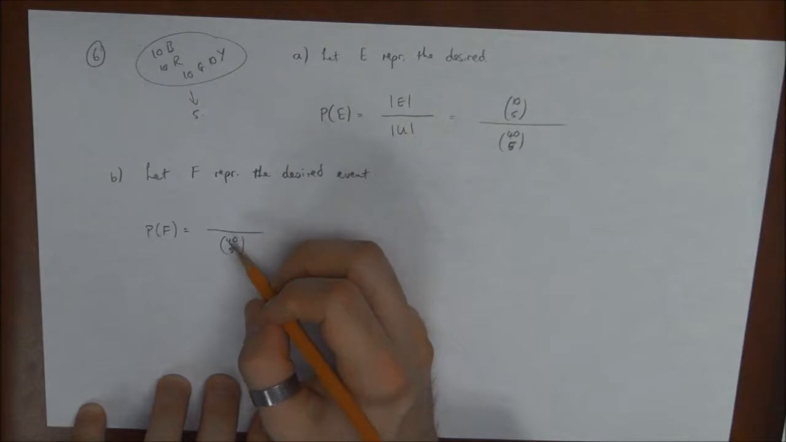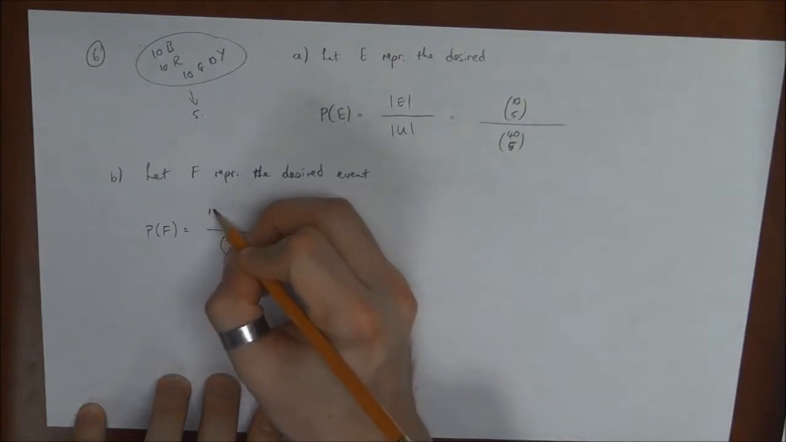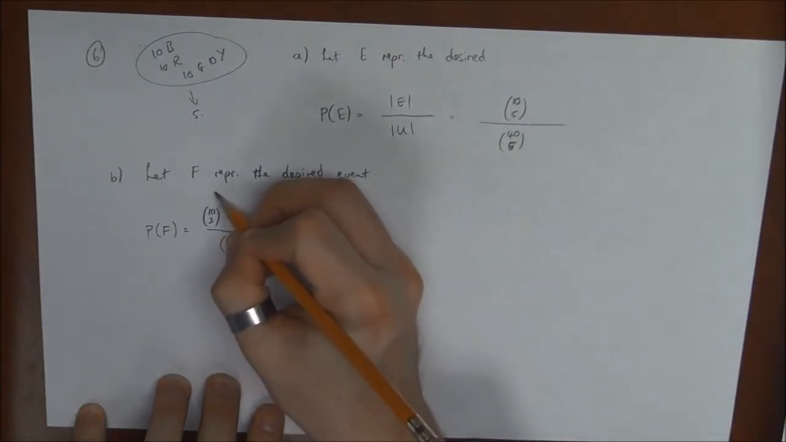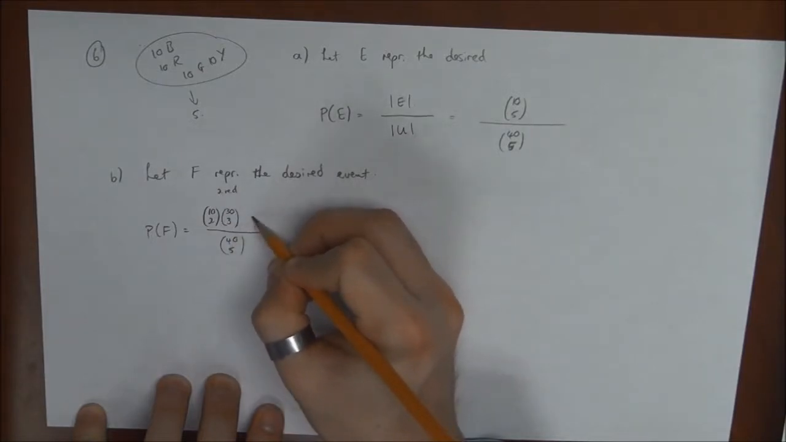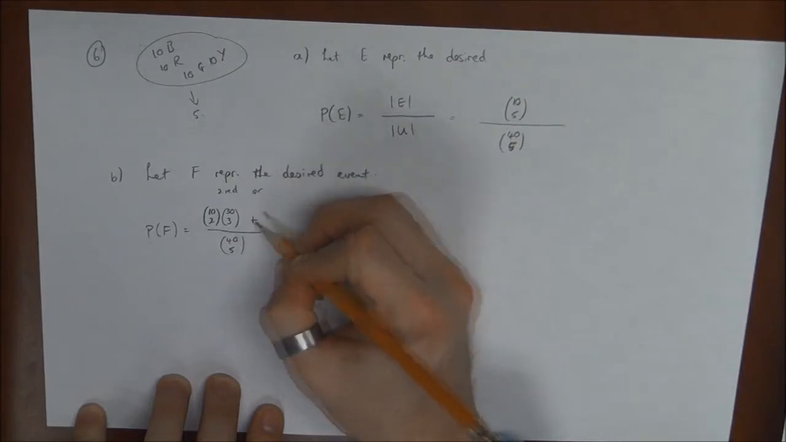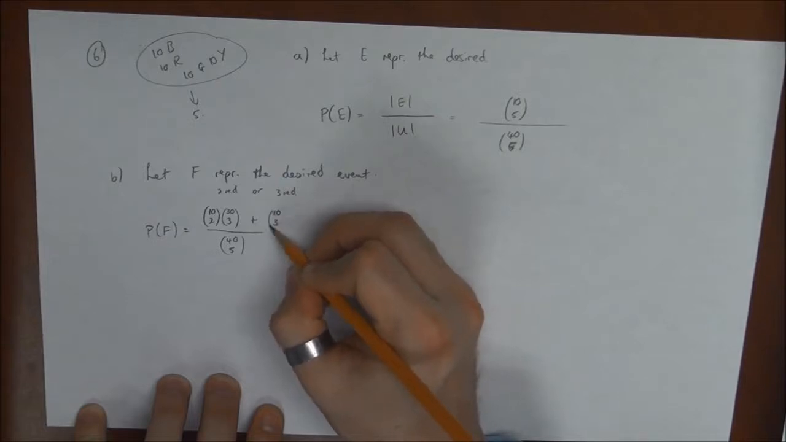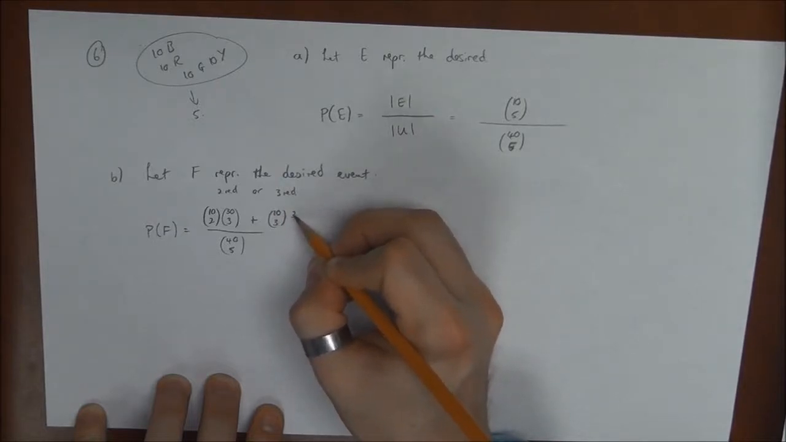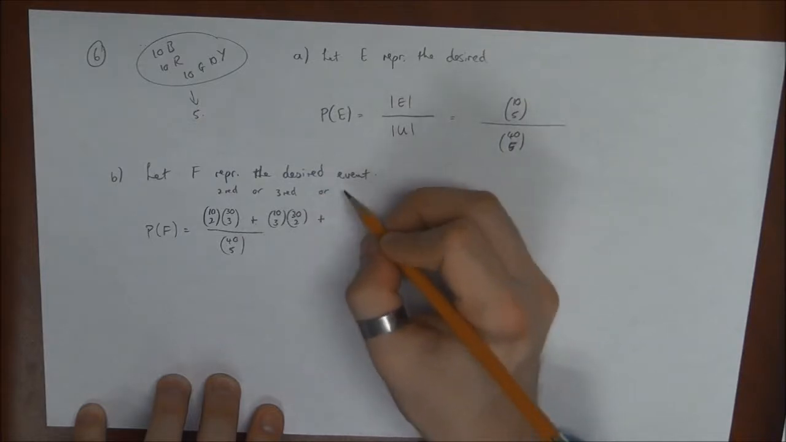Now how can I get at least 2 red balls? I can get exactly 2 red balls, so select 2 red, and then 3 other balls. Or, plus, I can get 3 red, select 3 out of the 10 red balls, and 2 other balls. Or, plus, I can have 4 red.